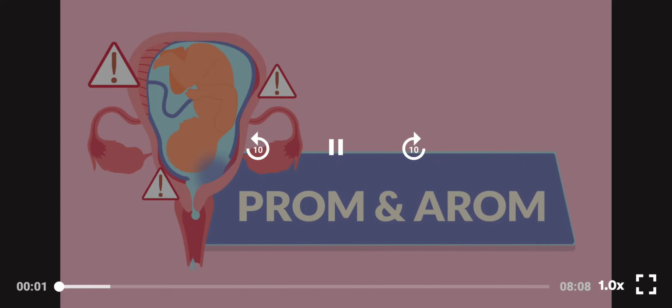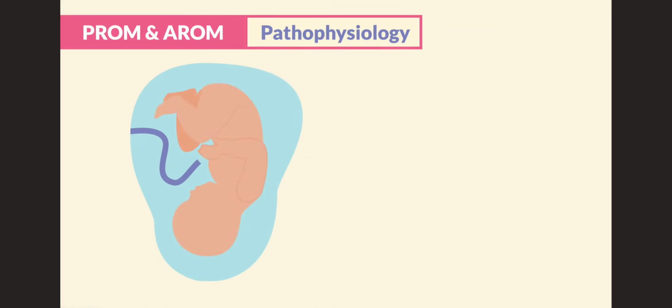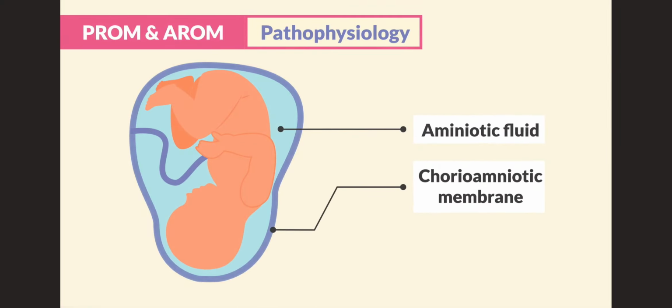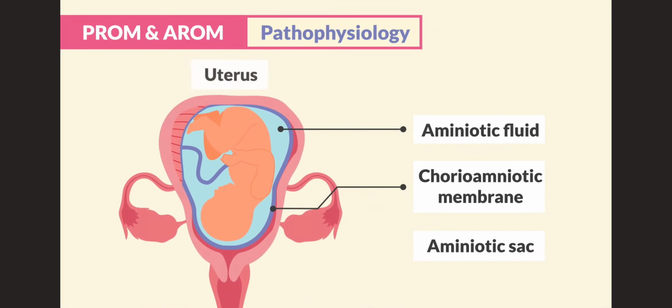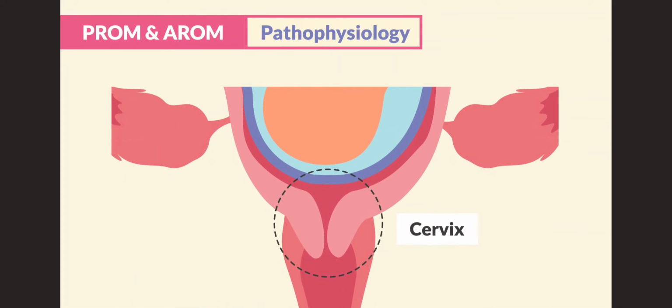Now for PROM and AROM. Now for the pathophysiology. As you know, the baby's floating in this amniotic fluid within the chorioamniotic membrane making up the amniotic sac. This is held inside the uterus, which we call the baby condo, since this is where the baby lives during fetal development. And the cervix is the door to the apartment that holds it all in.